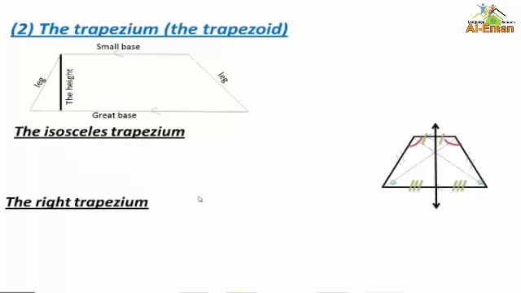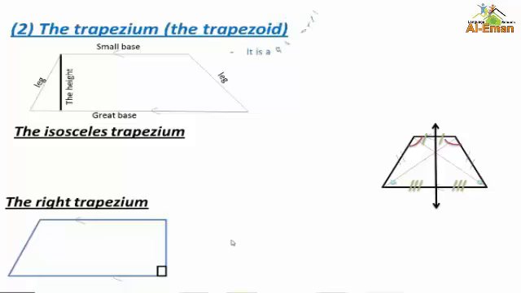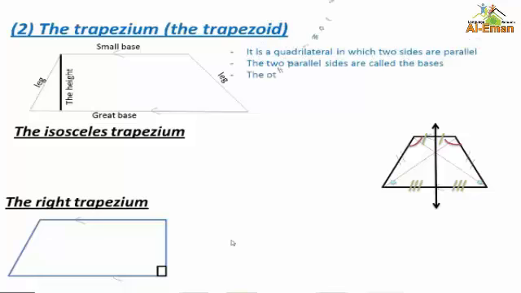Second type of the trapeziums, the right trapezium. The right trapezium is drawn like this. The two parallel bases, the small base and the great base, are parallel, and here one leg is drawn like this, and the other leg is perpendicular to the two bases to make a right angle. Okay, you can read the following, and if you can't read fast, you can pause the video.